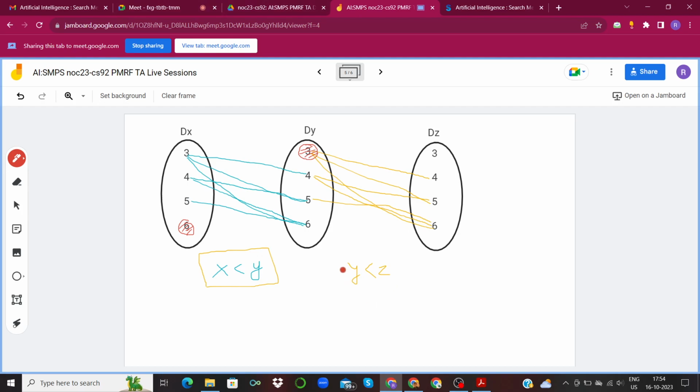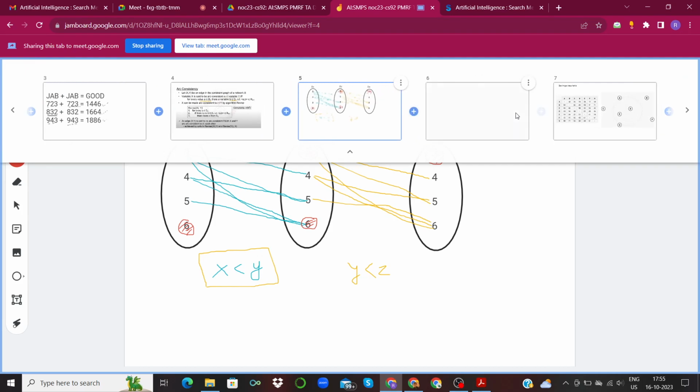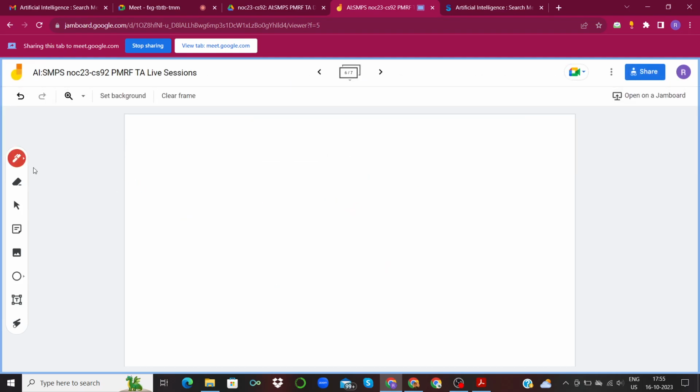Now similarly, we will have a look at the relationship between y and z. So again, this 6 is not connected to any number in the domain of z. So we will delete this 6. And again, looking at the backward direction from z to y, this 3 will also be deleted because it's not connected to any number in the domain of y. So what we are left with now is a subset of this. So let's draw our mapping diagram once more.